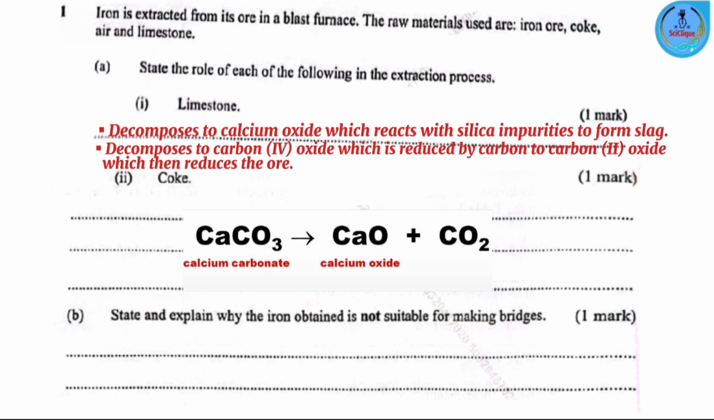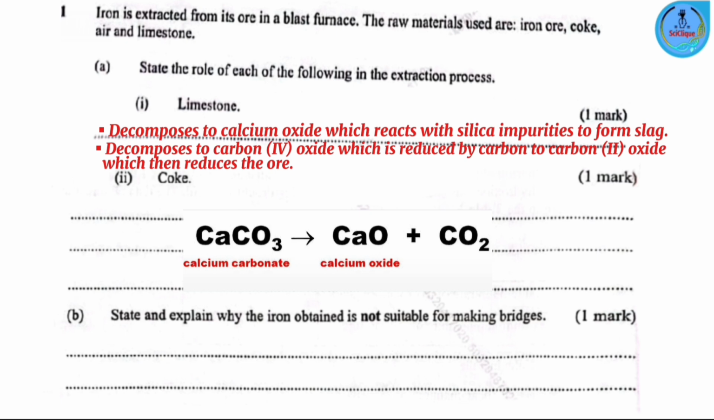So it's going to be reduced to carbon 2 oxide, and carbon 2 oxide is the main reducing agent. Now at this point, I'm not going to go into details explaining how iron is extracted from its ores, because this will take up the whole lesson. This is also something that I have already discussed in depth in another video.